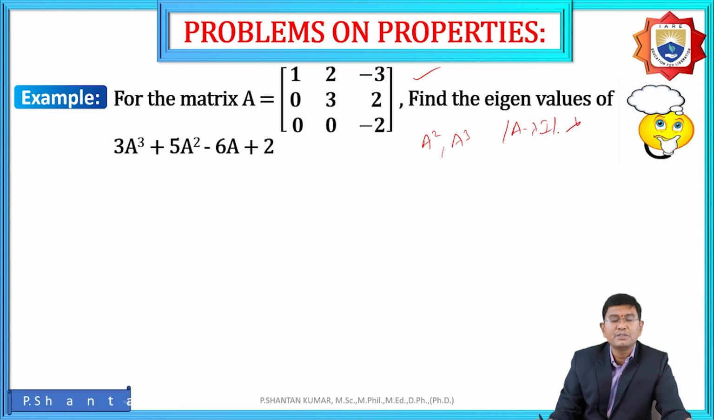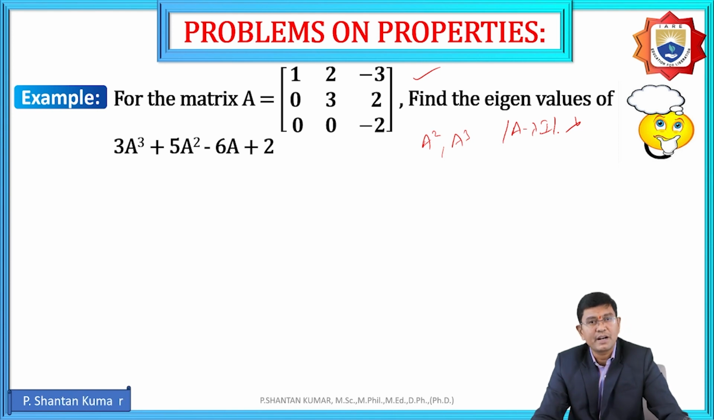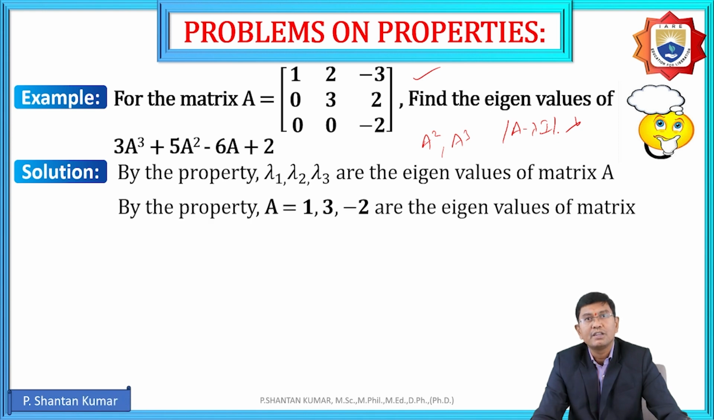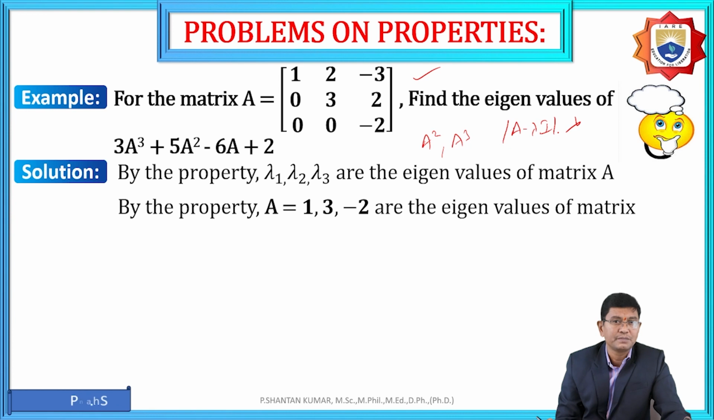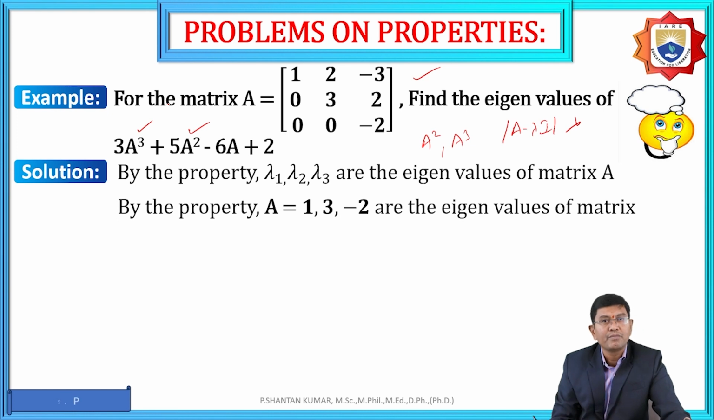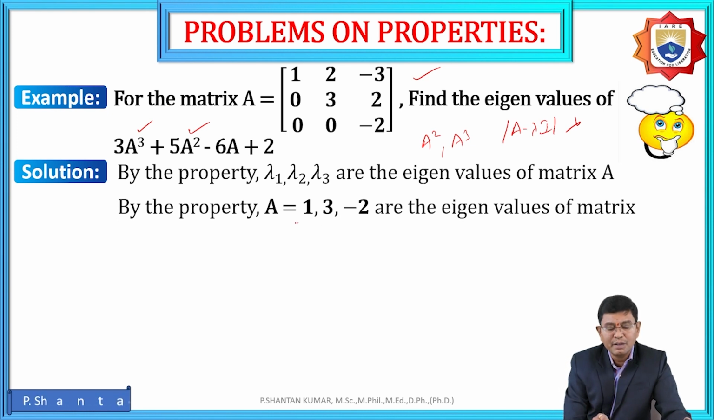Directly observing the problem, the matrix is clearly upper triangular. By the property of the upper triangular matrix, the eigenvalues are always the diagonal elements. Therefore, the diagonal elements are 1, 3, minus 2, and these are the eigenvalues of the given matrix. Using these eigenvalues, we need to apply the property of the powers of the matrix. We need to calculate A squared and A cubed. The eigenvalues of A are 1, 3, minus 2.